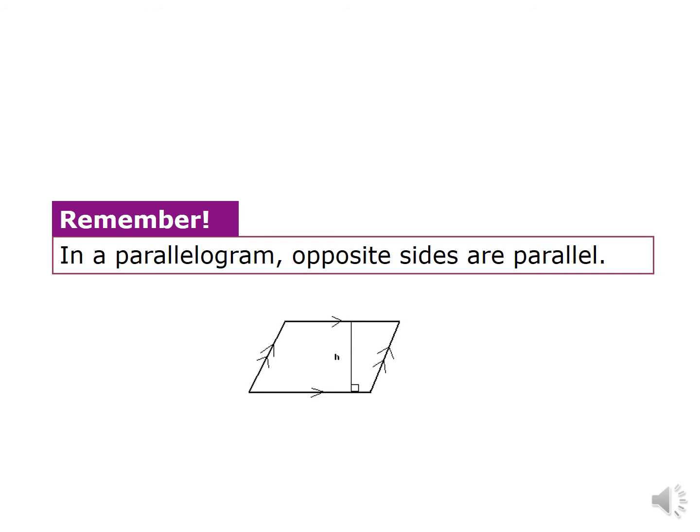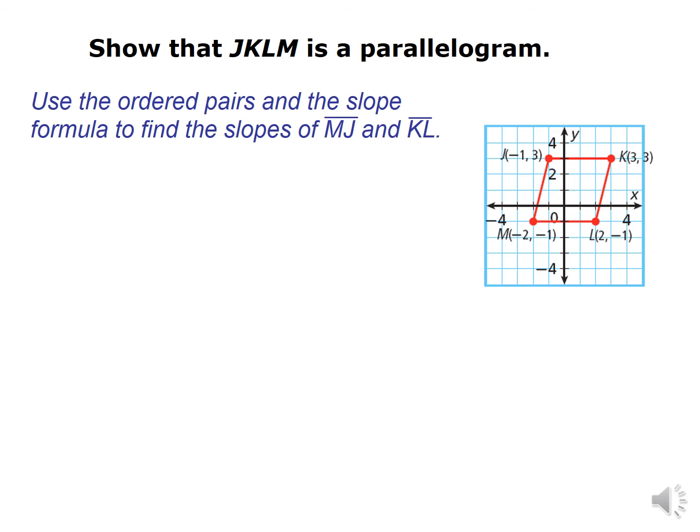In a parallelogram, opposite sides are parallel. This side is parallel to this side, and this side is parallel to this side. So it says use the ordered pairs of the slope formula to find the slopes of MJ and KL. So the first thing you're going to do is find the slopes.